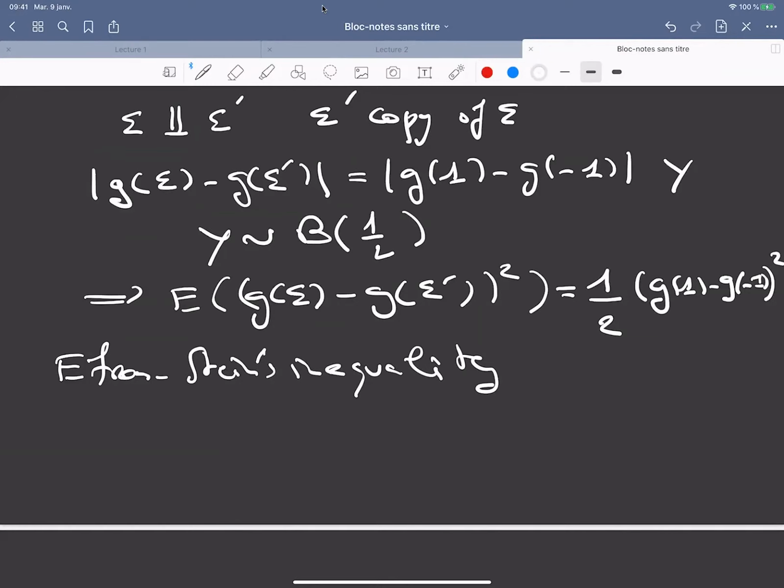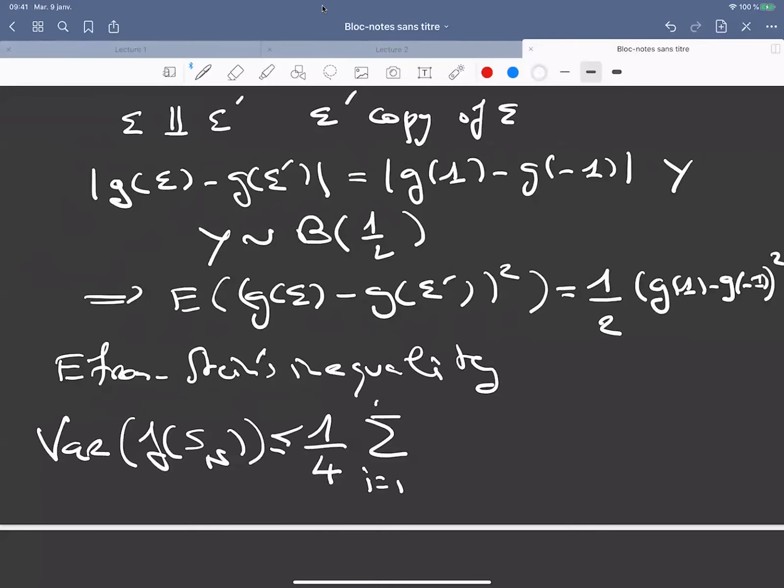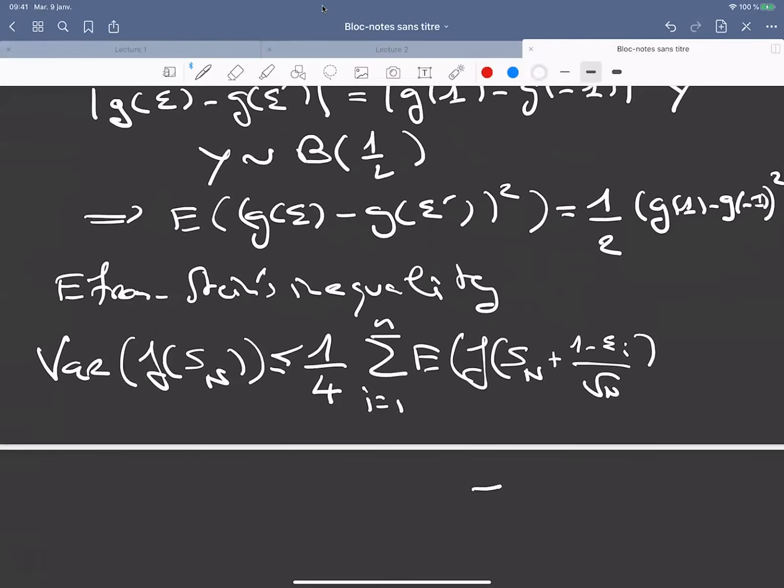what you get is that the variance of f of S n is less than 1/4 times the sum of the expectation of f of S n plus 1 minus epsilon i over square root of n minus f of S n minus 1 plus epsilon i over square root of n.